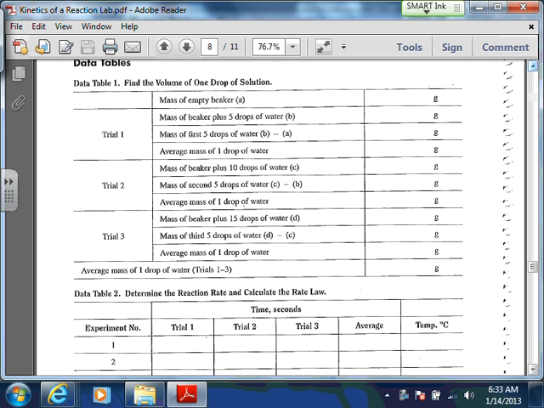So you find the mass of an empty beaker, then the mass of the beaker plus 5 drops of water, and then the mass of the first 5 drops of water, then the average mass. You're going to do it again, just to be very sure, with 10 drops of water. You take the mass of the second 5 drops, and then the average mass of 1 drop. Then you put in 5 more, find the mass of those third 5 drops, and take the average mass, okay?